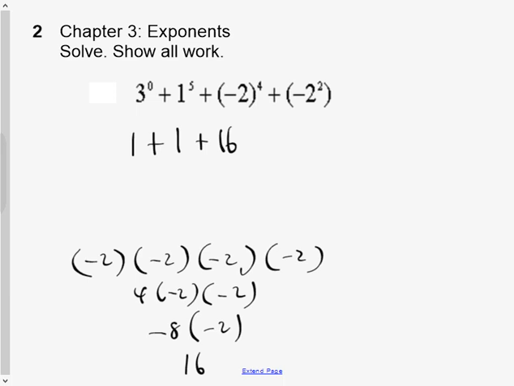So I'm just going to add 16. I could put plus a positive 16 if you wanted to, but you don't have to. Right, let's take that away.